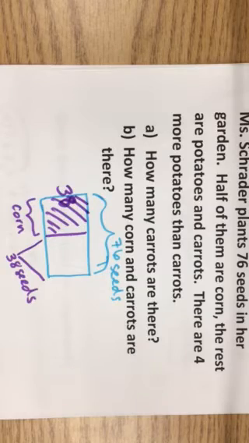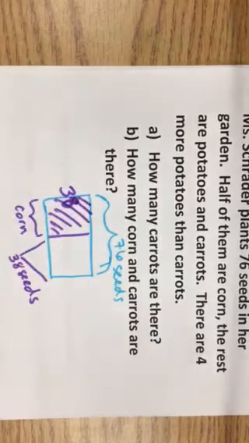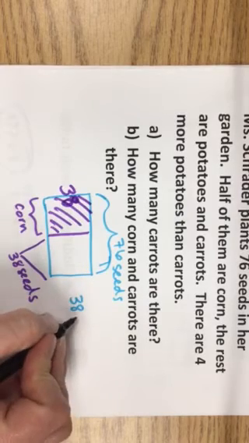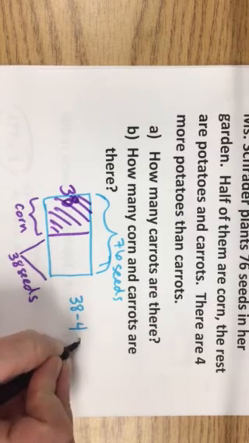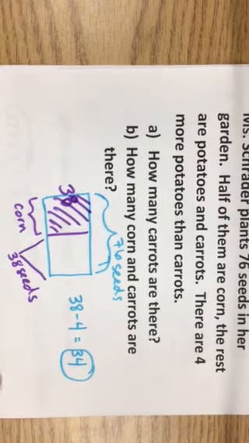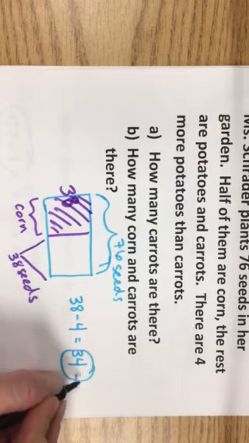Now here's what we do know. There are 4 more potatoes than carrots. Okay, so if I have a total of 38 seeds on this side, and 4 more of them are potatoes than carrots, what I'm going to do is take those 38 seeds minus 4, easy math, right? Gives us 34 seeds total, okay? And then now I can divide that 34 by 2.